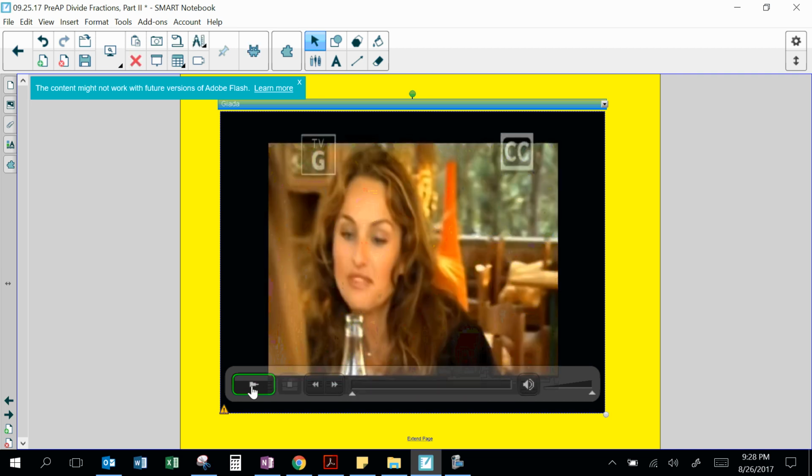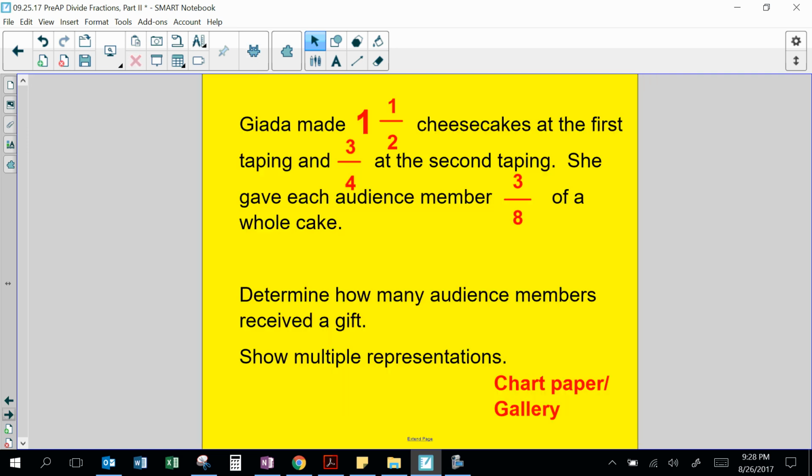Giada is a famous cook, celebrity chef on the Food Network. She is known for her contemporary and traditional Italian food. So in this one, she's making cheesecake. Giada made 1.5 cheesecakes at the first taping and 3/4 at the second taping. She gave each audience member 3/8 of a whole cake. Determine how many audience members received a gift.